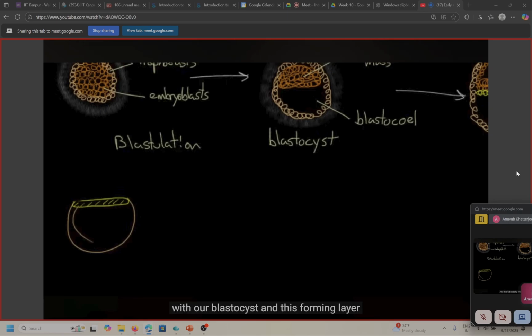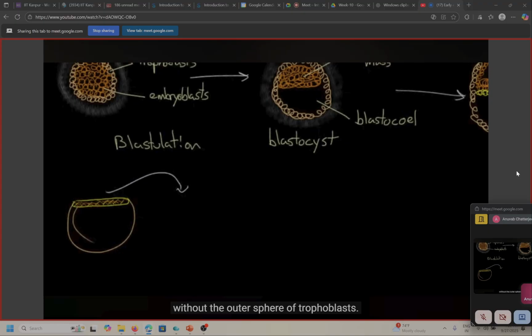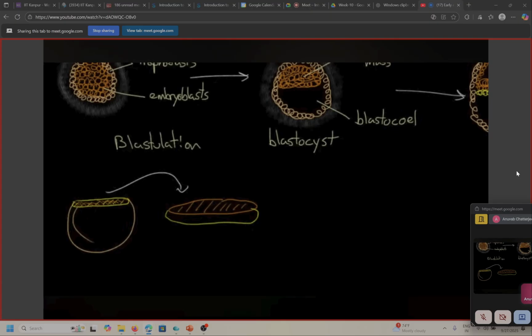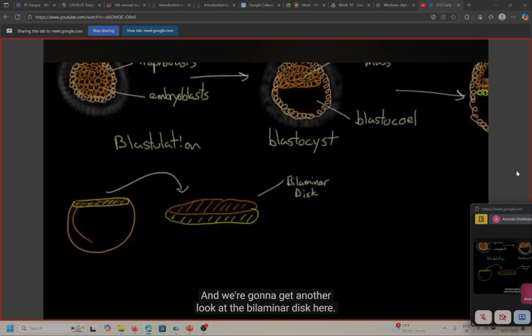And that's basically what we've got here with our blastocyst and this forming layer of epiblasts and hypoblasts. It's really a pancake. It's not two-dimensional here. It's a three-dimensional disc of tissue. So we're going to draw this again, but this time without the outer sphere of trophoblasts. But we're going to draw our pancake of epiblasts and hypoblasts. And what you can see here is our pancake has got two layers. So in fact, this is a very important structure in embryology called the bilaminar disc.